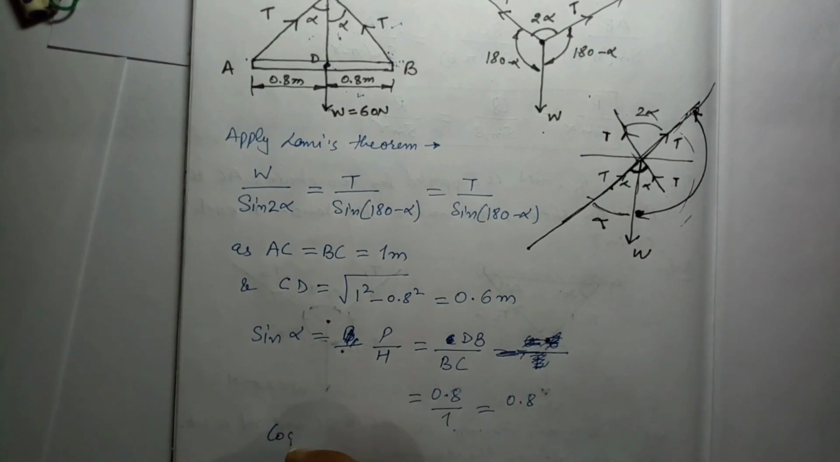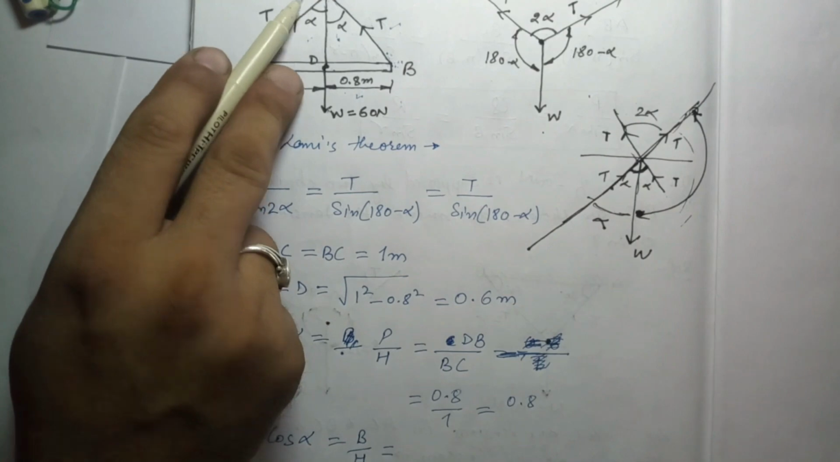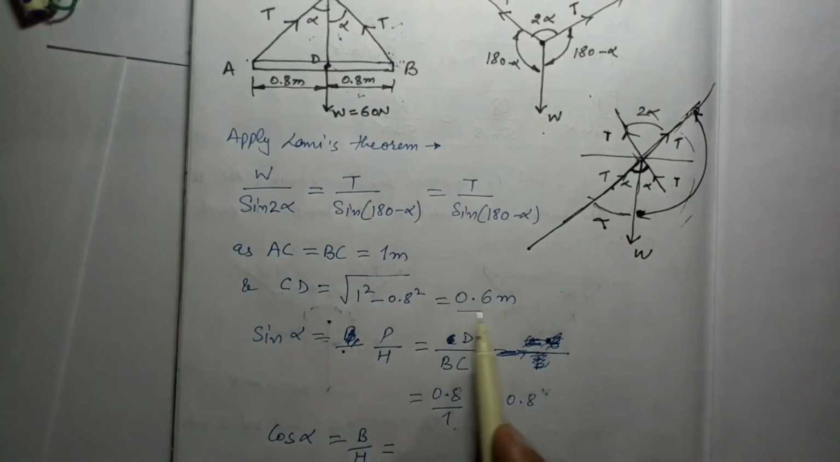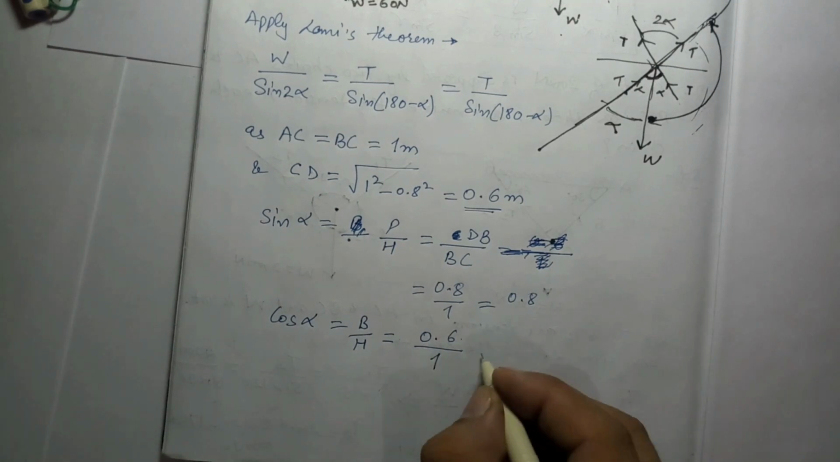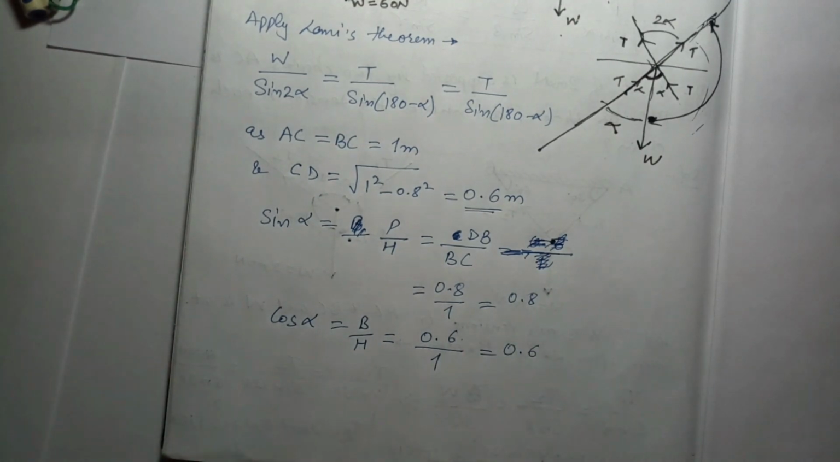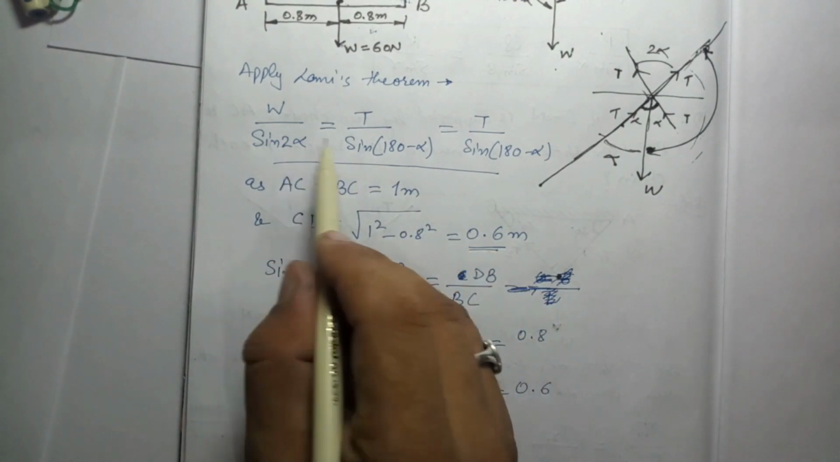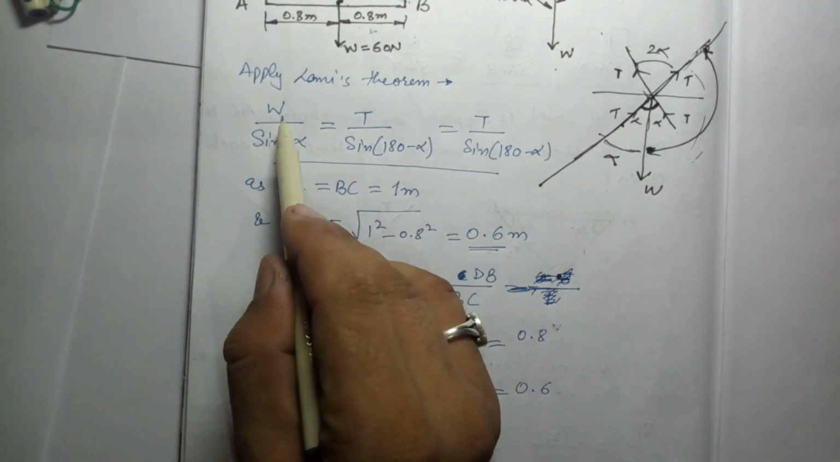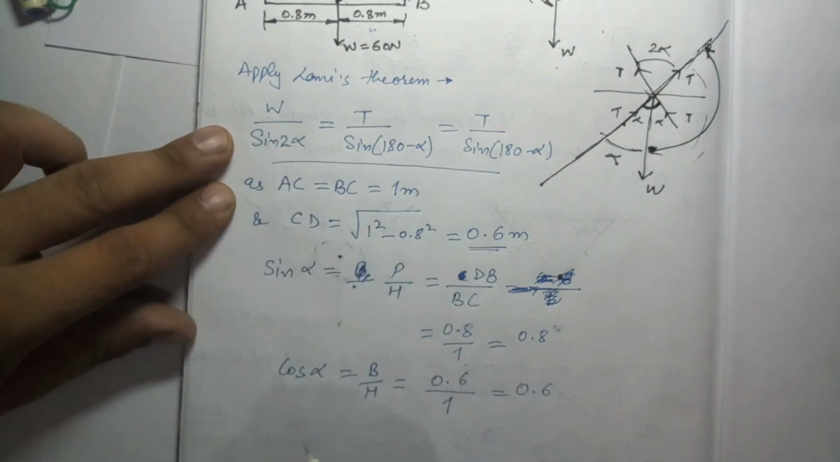Now, in the same way we can find out cos alpha. Cos alpha is base over hypotenuse. What is the base here? I have told you that is CD. We have calculated CD, that is 0.6, hypotenuse 1. So this is 0.6. Now, in this equation of Lami's theorem, can we find out the value of tension? Because we know the value of weight. If we equate this one with this one, we can find out how.